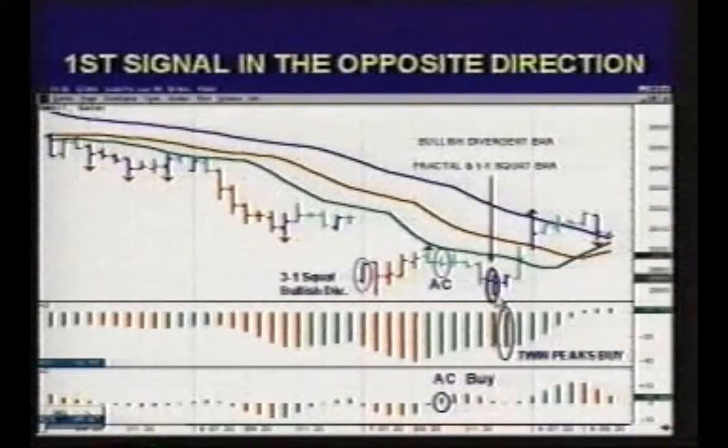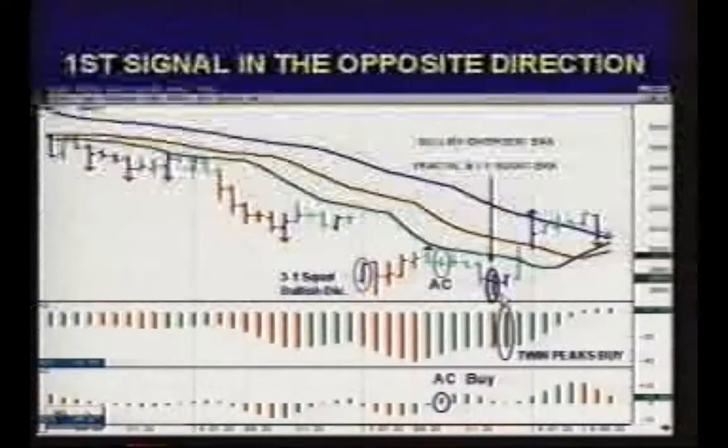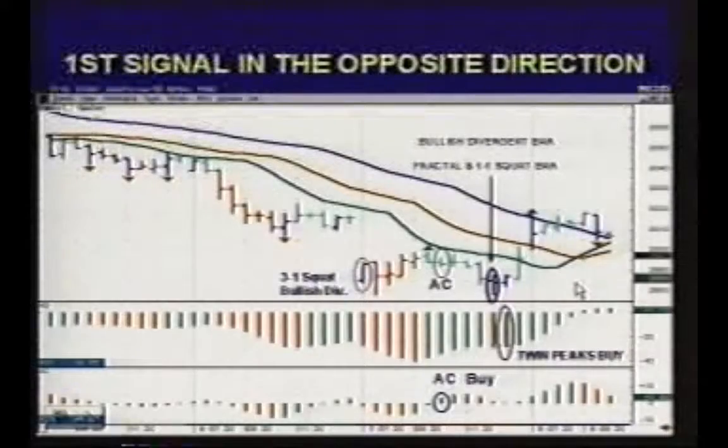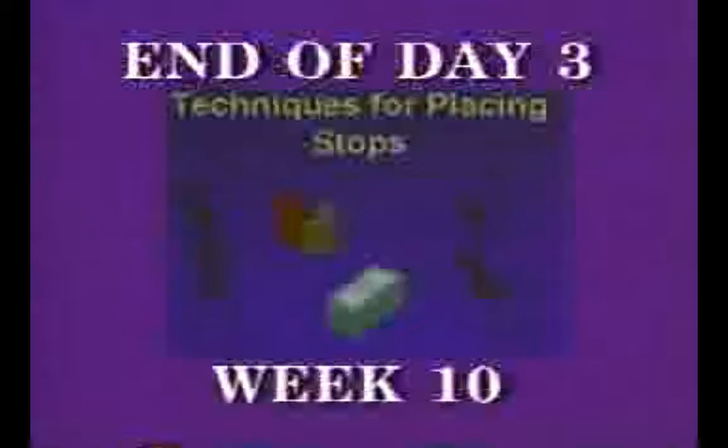If you have a 1-1 squat bar, what does the market tend to do? Think about it, when you squat down, you're going to jump up. What did this market do? Straight up. So 1-1 bullish divergent squat bars are very important. You need to pay attention to those. Many times we will make an executive decision based solely upon that bar.